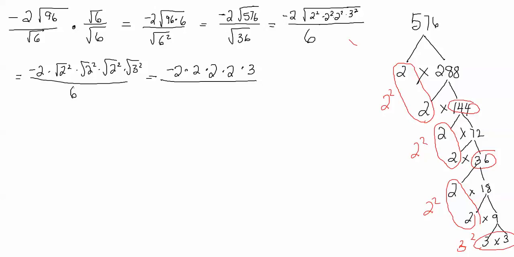Now we simply multiply these together. I have 6 in the denominator. I can reduce by a factor of 2. I'm left with 3, and my 3's cancel, and I have -2 times 2 times 2, which gives me -8 as the correct answer.